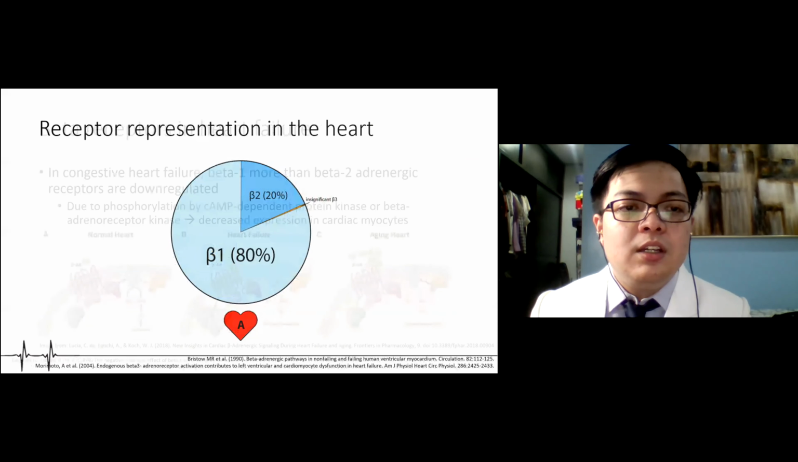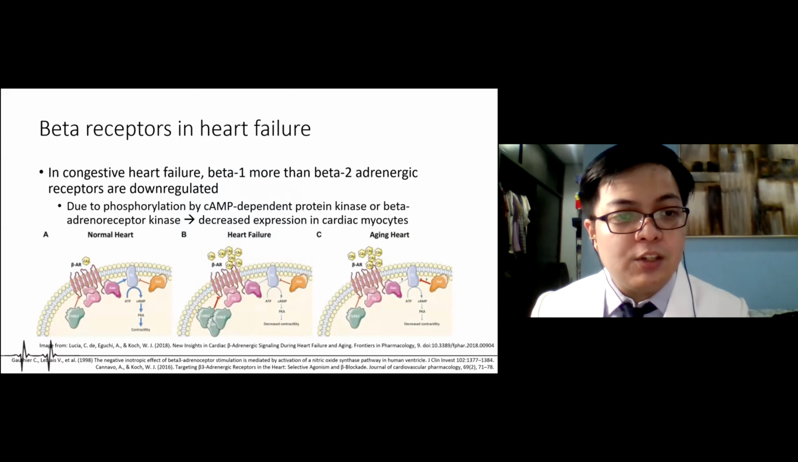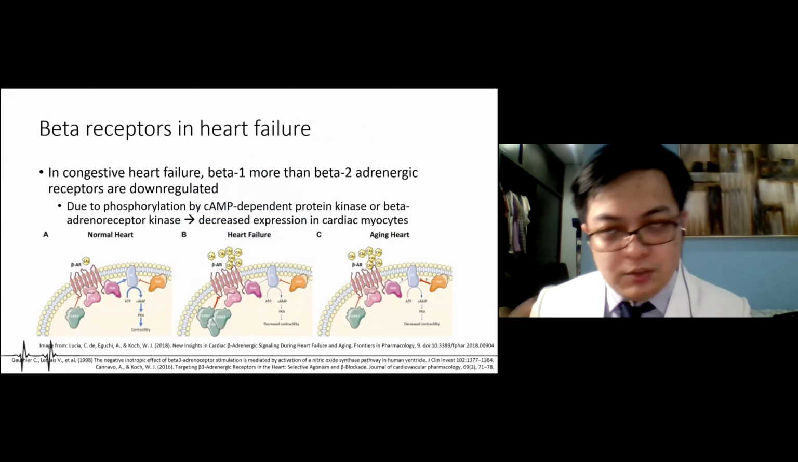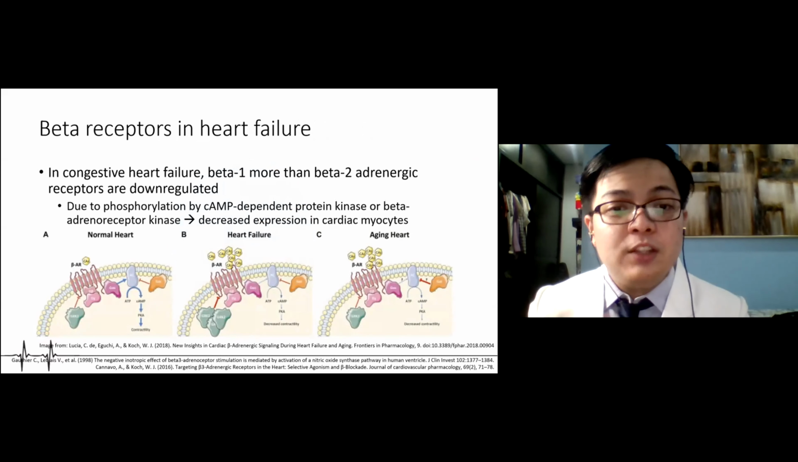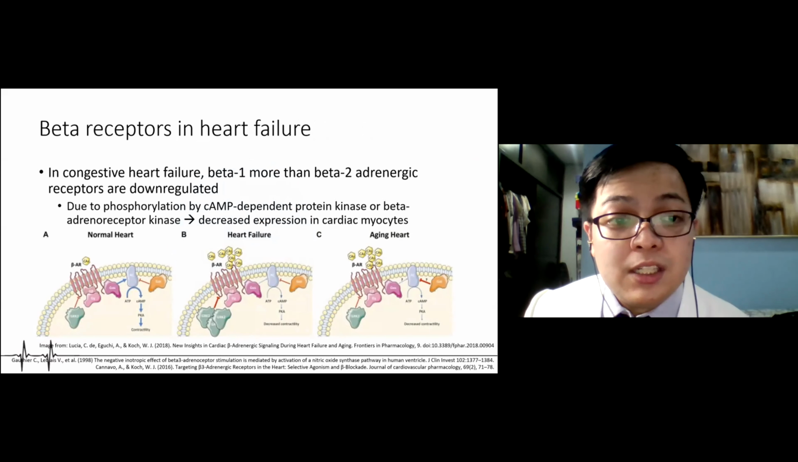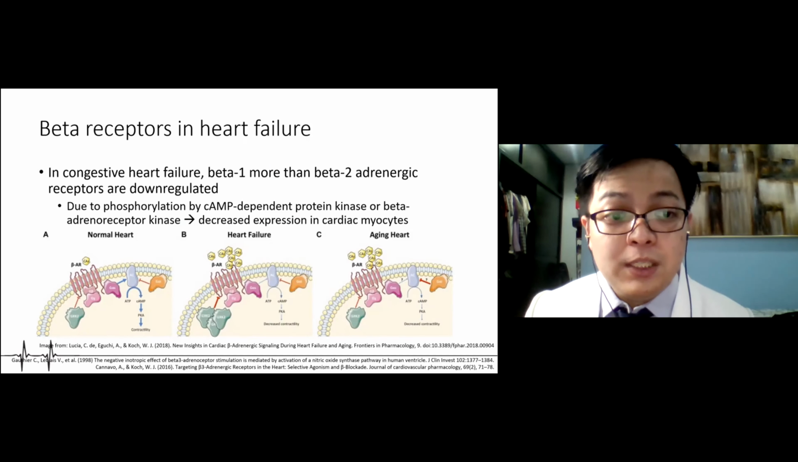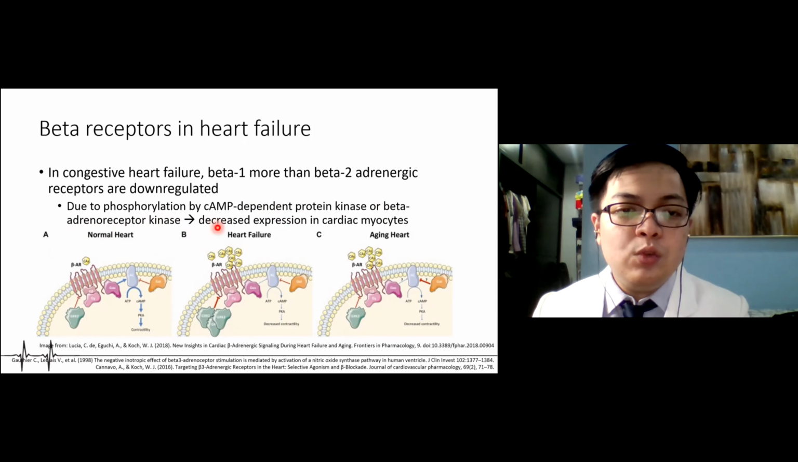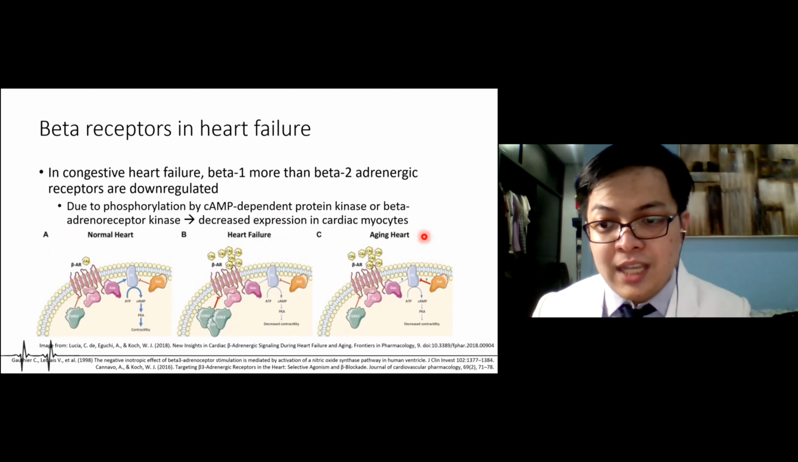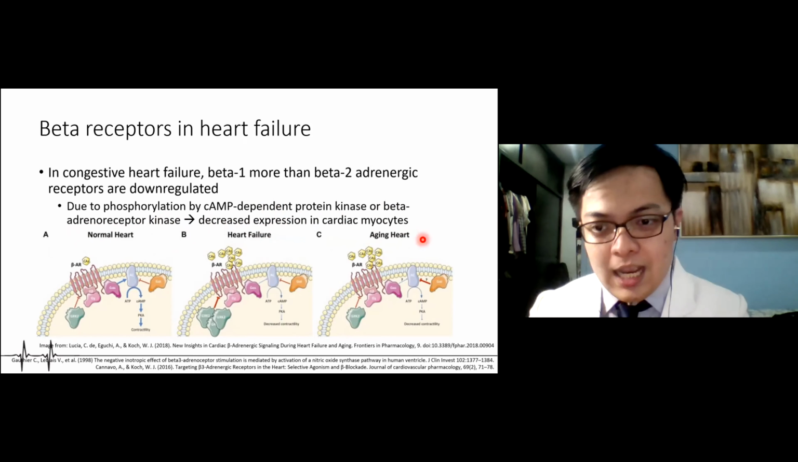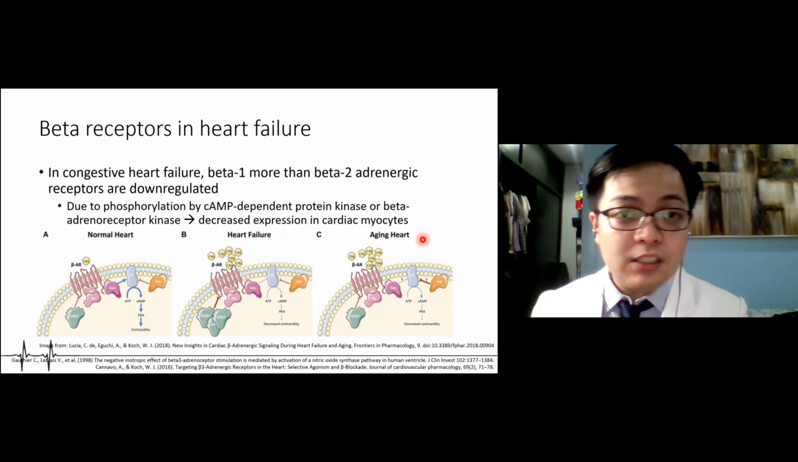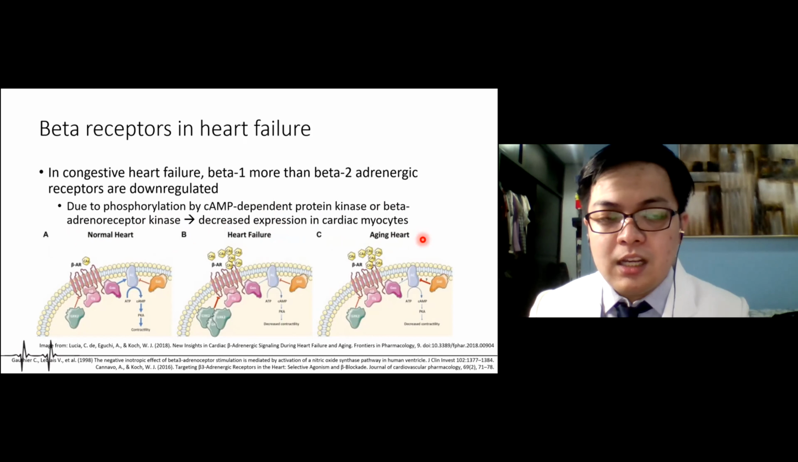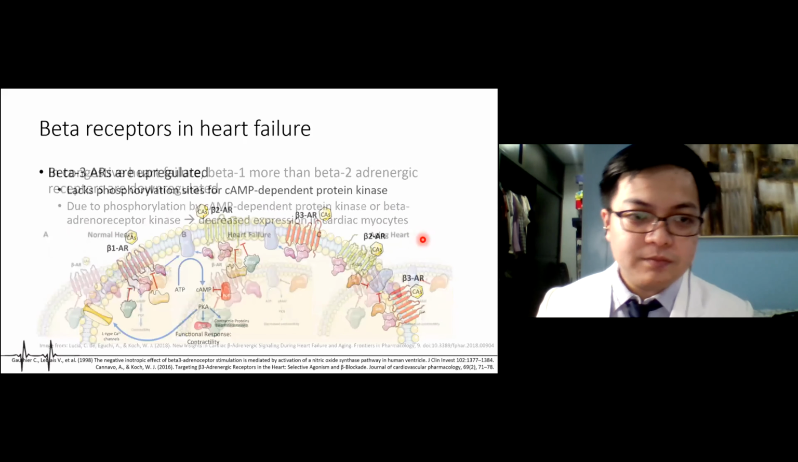What happens in the beta receptors in heart failure is that beta 1, because it's more predominant than your beta 2, more than beta 2 adrenergic receptors are downregulated. It's because of the phosphorylation by cAMP dependent protein kinase or beta adrenoreceptor kinase, which would lead to a decreased expression in your cardiac myocyte. So what happens, you have your decreased inotropic response to catecholamines, and the reason why we give beta blockers is that we want to upregulate the downregulated beta receptors.